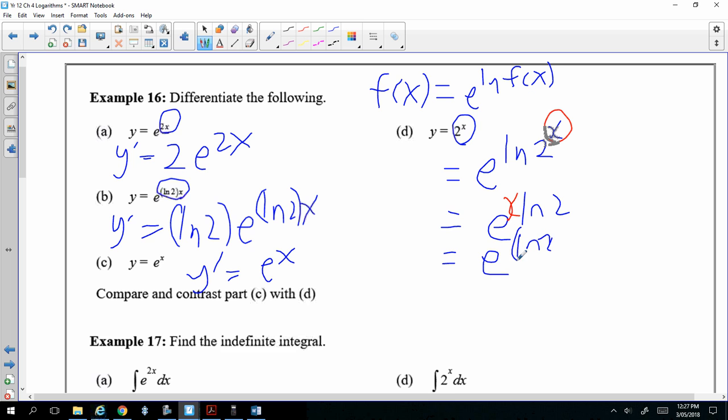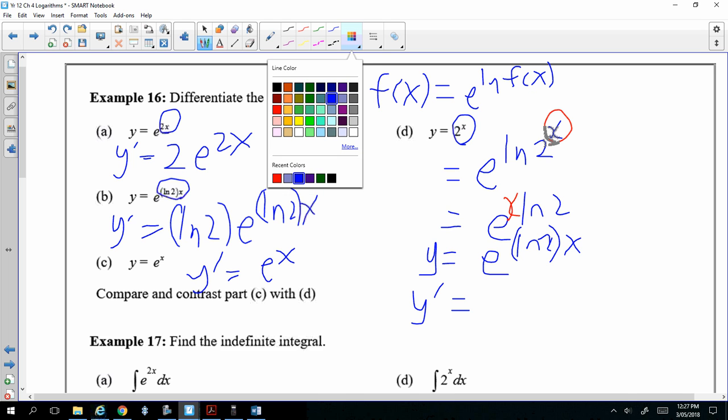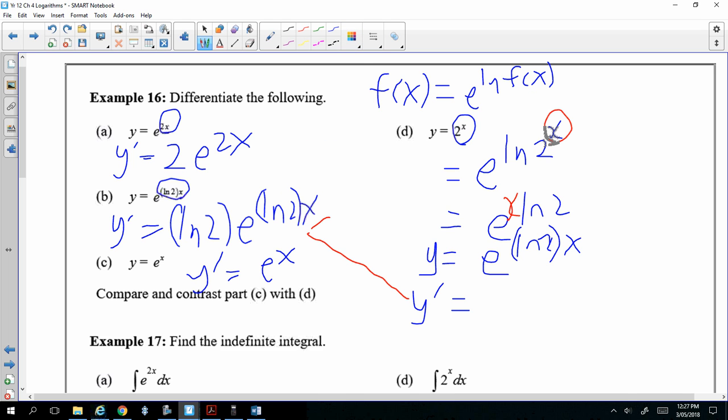Now how do I differentiate that? Did we just do that question before? Have we differentiated already? It's over there, right? We can just use that. This is just that thing. We just differentiated it: ln 2 e to the power of ln 2x.